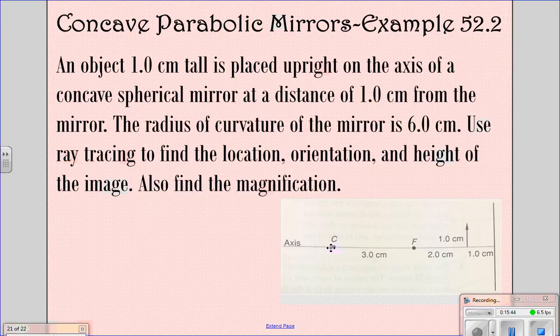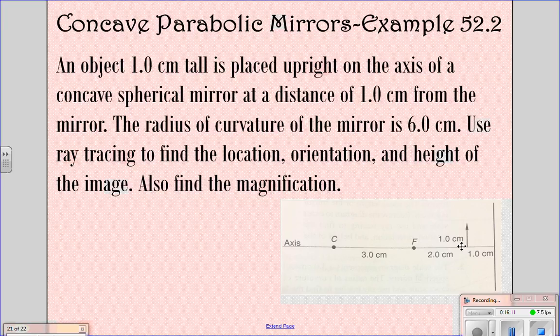This is our center. It's 6 away from the mirror, and this time they just did a straight line. That's fine to do a straight line. You don't have to do a little curve. So this distance here is 6. This is our focus. It's halfway between the two, so this length should be 3. Half of 6 is 3. And then we have a 1 centimeter object placed upright, a distance of 1 from the mirror.